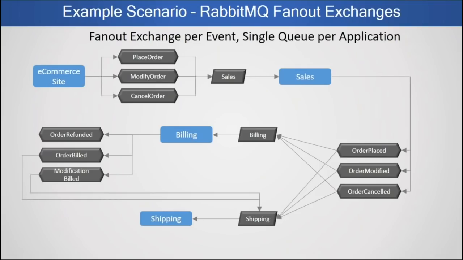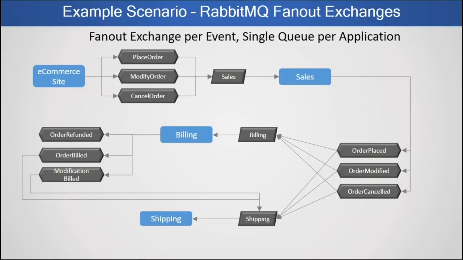So there are, of course, many ways of doing that with RabbitMQ, but this is one example where we use fanout exchanges per event. This is mimicking a common pattern we see with other messaging systems based on queues, which use topics. So these are kind of like a topic per event.